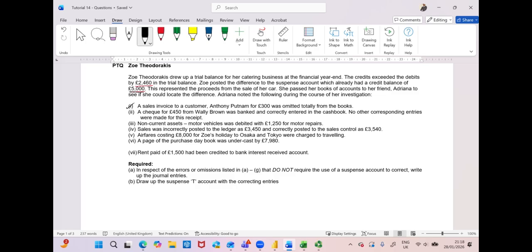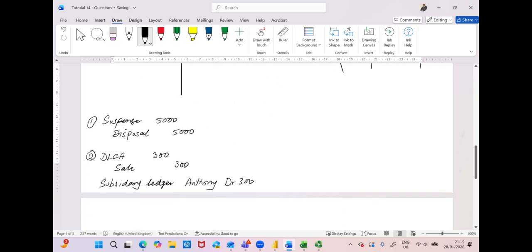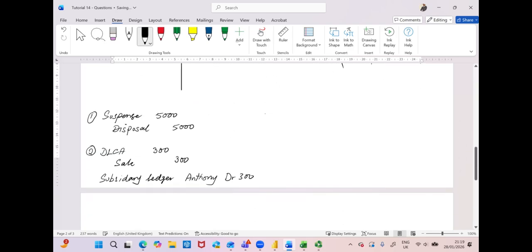Normally when we receive money, we record it in the cash book, cash debit or bank debit. Now, no other corresponding entry was made for this receipt. So I'm going to write the double entry here. Number 3. Normally, as I said, when we receive cash, we record cash or bank debit and receivable is credit. And the amount is 450.